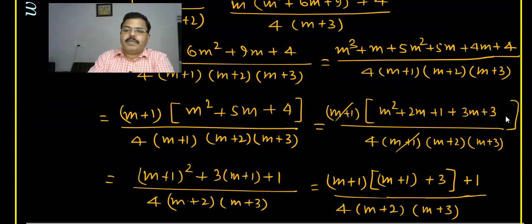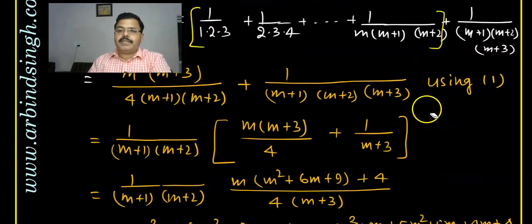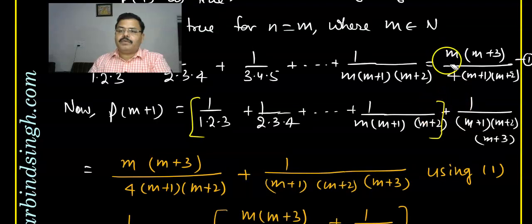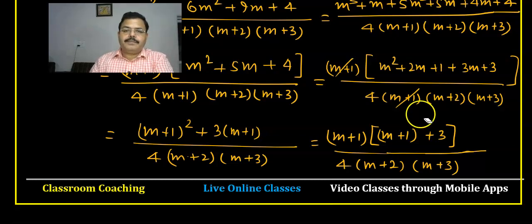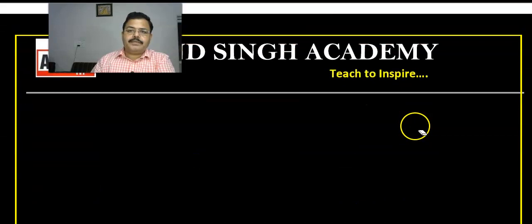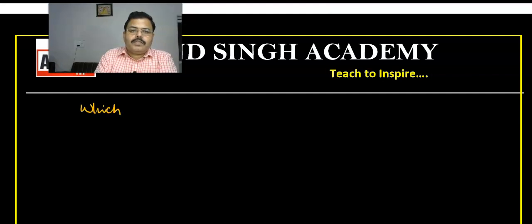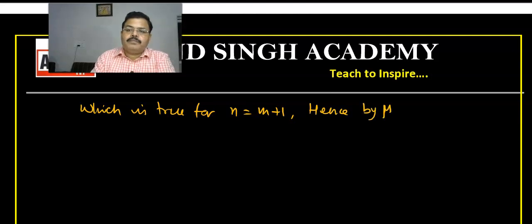Okay, this one is extra because 3 plus 1 is 4. So this one is extra. This one is extra. So we can write it. Wherever there is an m, now it is m plus 1. You have seen that. So m plus 1 plus 3, this is what is coming here. And hence it is true for n equal to m plus 1. Hence, by PMI, it is true for all n.